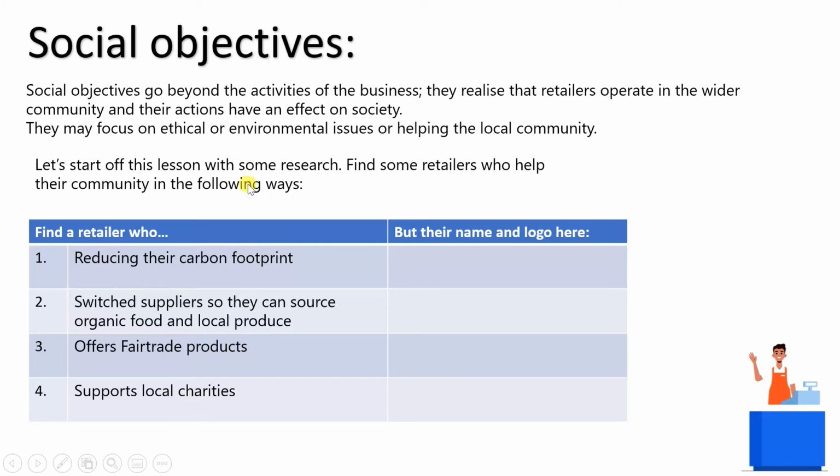Let's start off this lesson with some research. Find some retailers who help their community in the following ways. Your job is to complete the table, those 4 names and logos on the right hand side, of a retailer who is reducing their carbon footprint, a retailer who has switched suppliers so they can source organic or local produce, offers fair trade products and supports local charities. Each of the 4 retailers needs to be different.